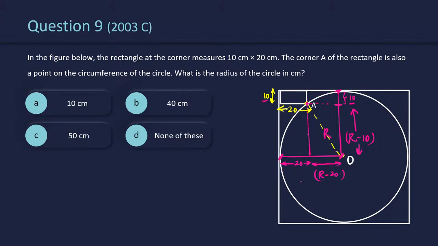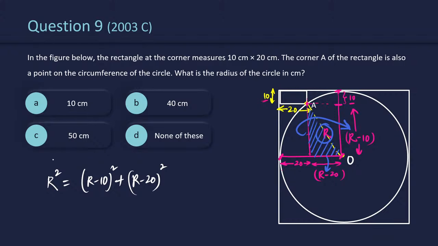Now, if you look at the right angle triangle over here, in this we know all 3 sides. Hypotenuse is r, this side is r minus 10, and this side is r minus 20. So we can use the Pythagoras theorem and say r square is equal to r minus 10 whole square plus r minus 20 whole square, using the Pythagoras theorem of hypotenuse square is equal to altitude square plus base square. Right?